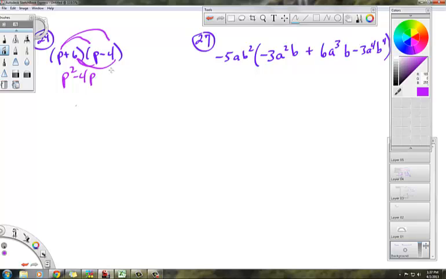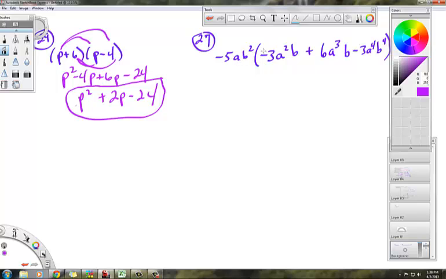And then you do 6 times each one. 6 times P, that's positive 6, would be plus 6P. And 6 times negative 4 would be minus 24. Simplifying the middle, this would be P squared plus 2P minus 24. Final answer. Usually when you FOIL like that, you always have to put that middle part together like that.